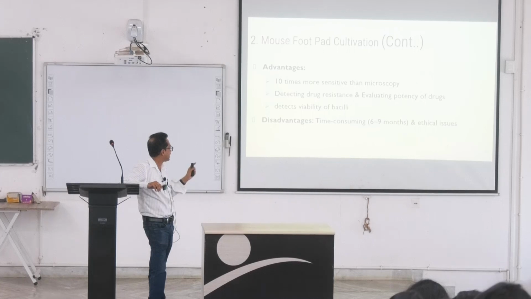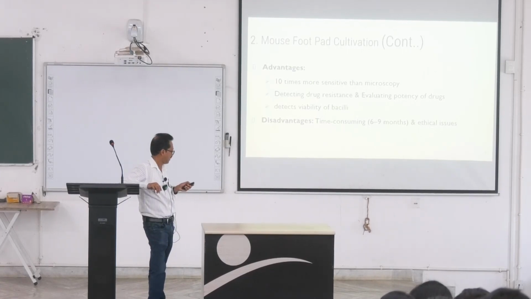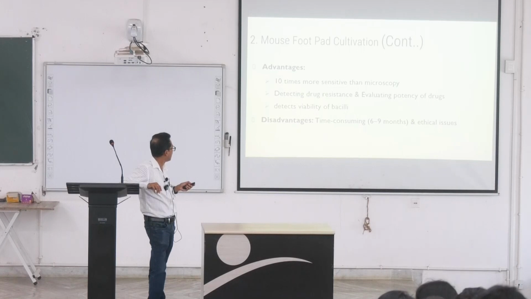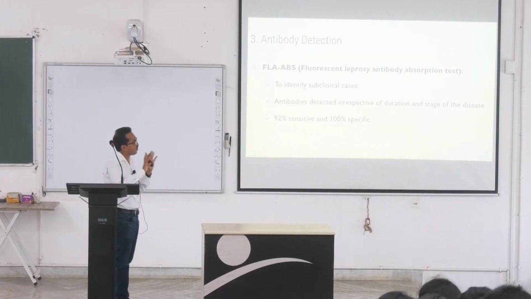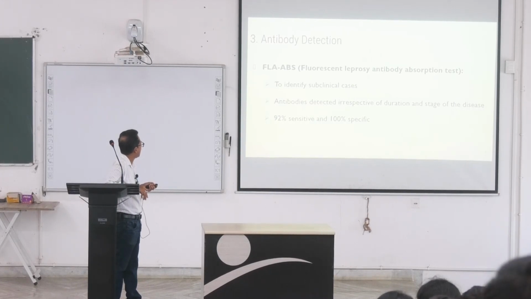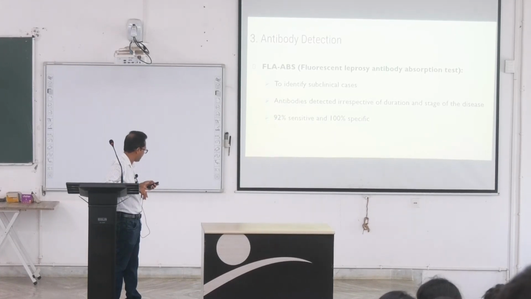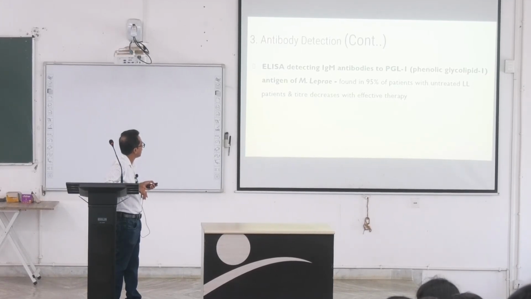What is the disadvantage? It is time consuming, 6 to 9 months, and there are a few ethical issues in animal experiments. Antibody detection, just for knowing, is not regularly done. FLA-ABS, the fluorescent leprosy antibody absorption test, identifies subclinical cases and is 92% sensitive and 100% specific. ELISA is used for detecting IgM antibody against phenolic glycolipid 1.